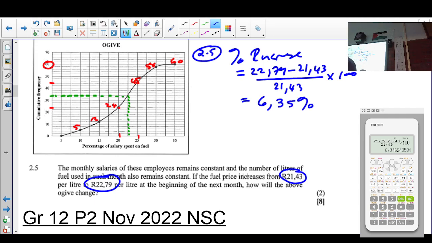6,35% increase. So if there's an increase of 6,35, I would say that this graph, as it's standing here, the salary remains constant. However, if the fuel increases by 6,35%, that means to say that this graph, the ogive, will move to the right by, I would say, 6,35%. So I would say that they would have probably accepted that the graph is moving to the right.